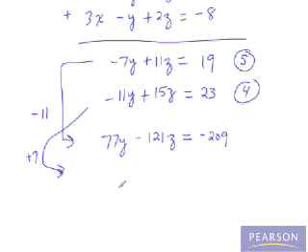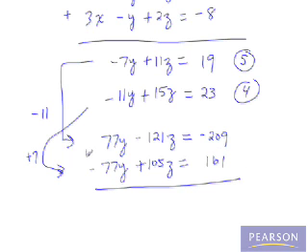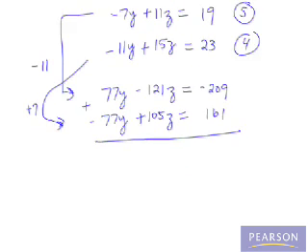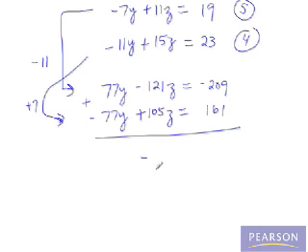Negative 11y times positive 7 is a negative 77y. Positive 15z times positive 7 is a positive 105z. And finally, positive 23 times positive 7 is a positive 161. And we will go ahead and add those two equations together. Notice that our y terms will eliminate. Negative 121z and a positive 105z, when we add those together, we will get a negative 16z, and that is equal to negative 209 plus positive 161, which is a negative 48. Dividing both sides by negative 16, we get z is equal to positive 3.